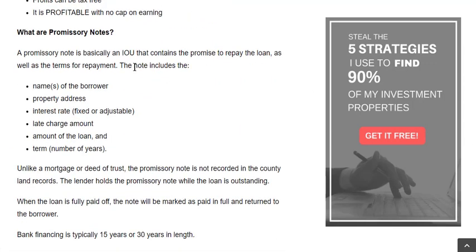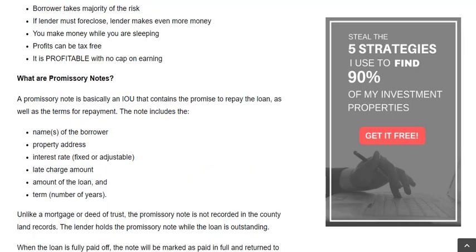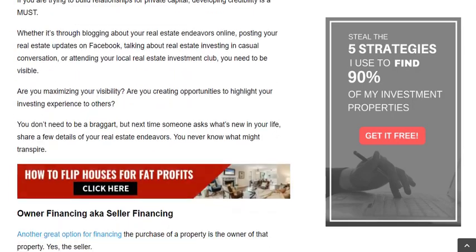All right, promissory notes. It's basically just a note that outlines the provisions of the loan. So it's like an IOU letter saying, I owe you this money back someday. You're going to want to write the name of the borrower, the address, the interest rate, late charge amounts if you miss a loan payment, how much the loan's for, and the term. So it breaks down like a contract what the deal is with the loan, so that you guys have a contract to abide by.